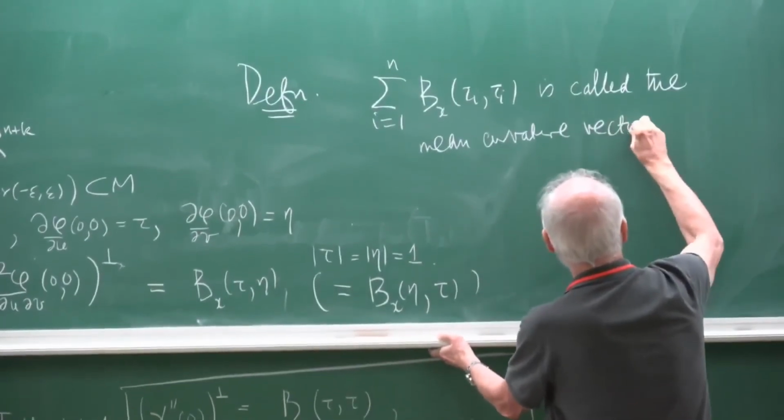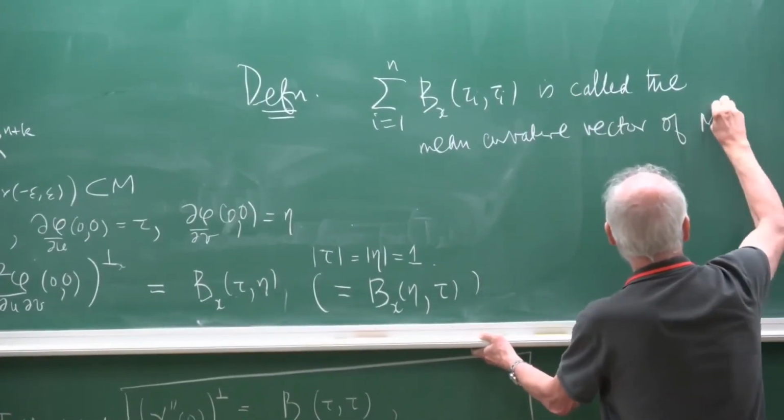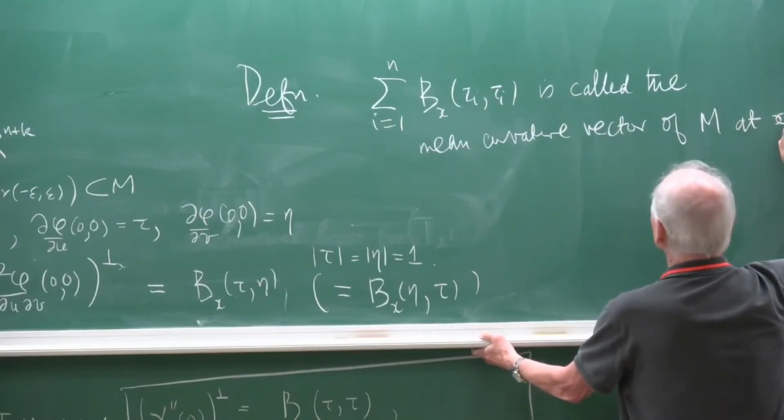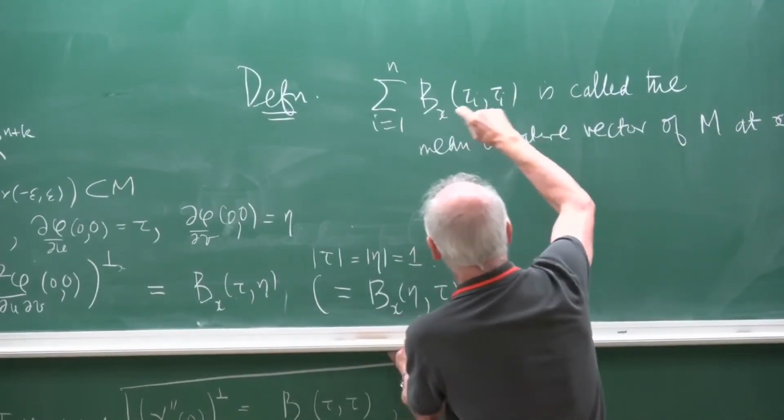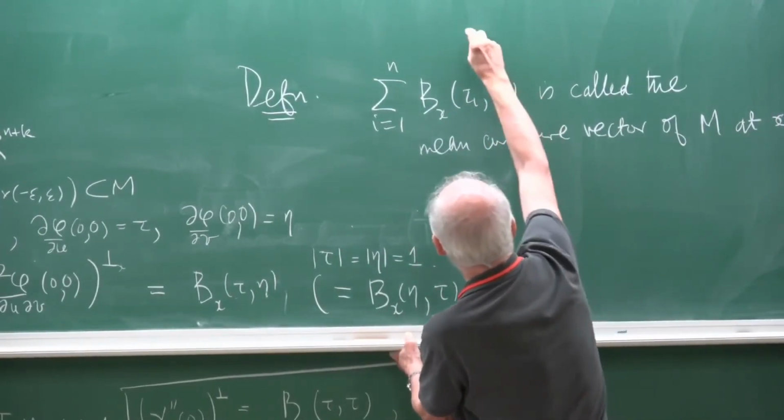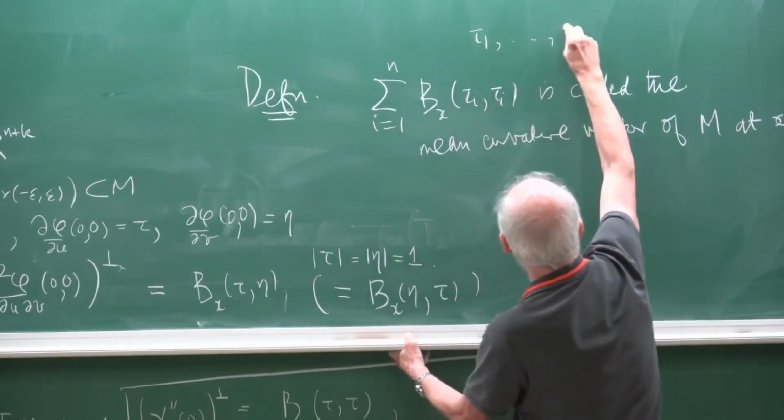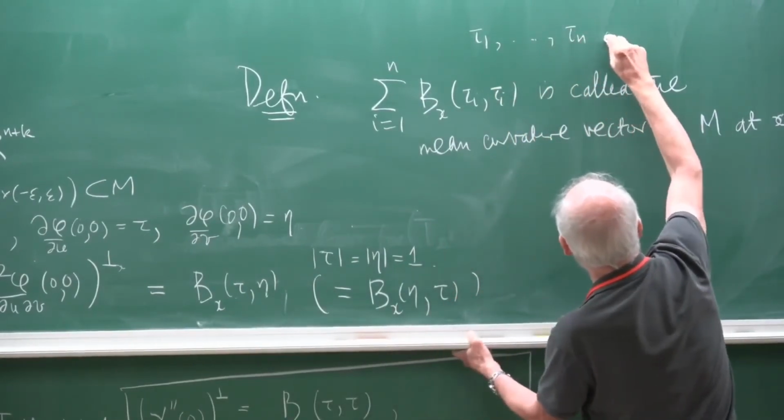Mean curvature vector of M at x. And so it's the trace of the second fundamental form. And here of course, τ_1 up to τ_n is an orthonormal basis for the tangent space.